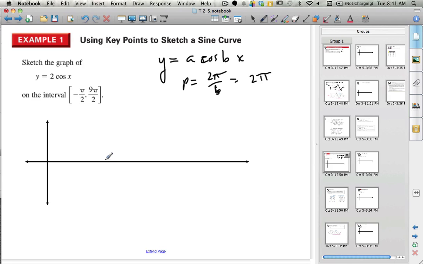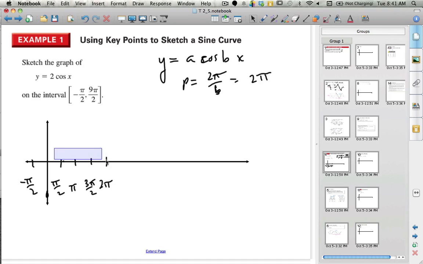So let's say that this is 2π. And if I split that in half, I have π. And this would be 3π over 2. And this is going to be π over 2. This is 0. And over here would be negative π over 2. All right, and I'm just going to go by π over 2 each time.